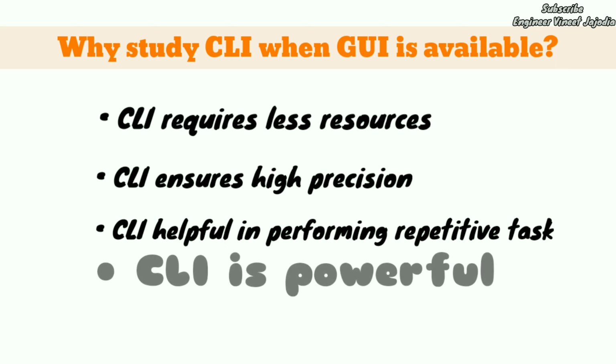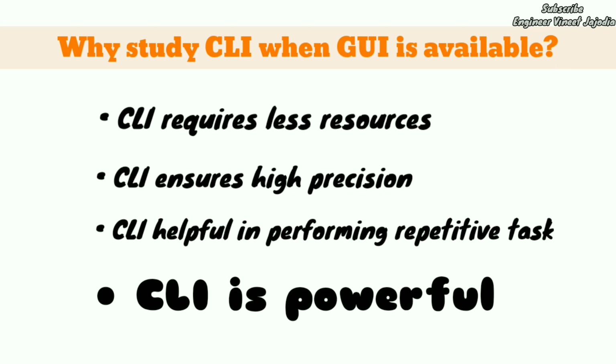The fourth point is that CLI is very powerful. Today's operating systems like Windows and Mac OS come with security so that you don't mess up your system core processes, and GUI is not allowed to reach those core processes. But with the help of CLI, the whole system is in your hand, or you have full control over your system. So that's why CLI is very, very powerful.